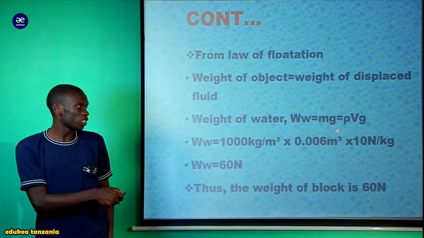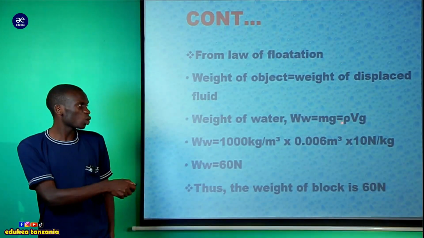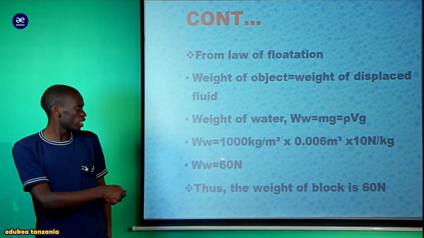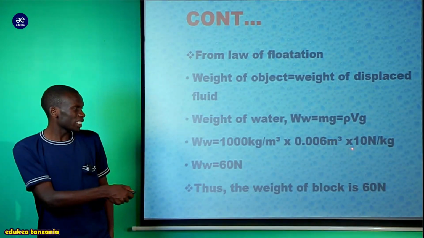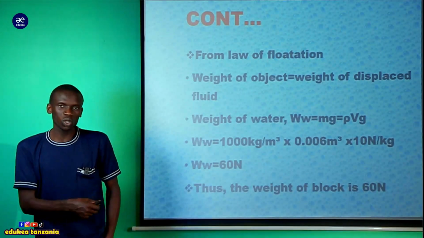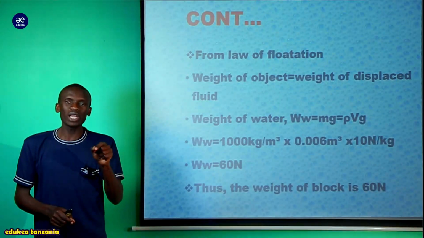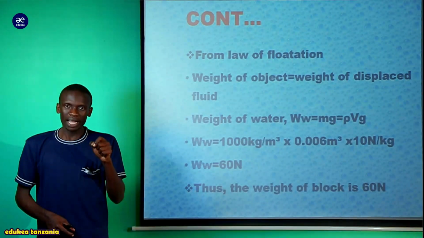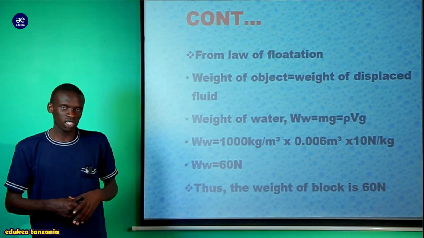is equal to mg. But we have not been given mass, we have been given volume. Mass is equal to density times volume. Here, substitute. After then, enter the data. Density is 1000 kilogram per meter cubic. Volume is equal to 0.06 meter cubic times 10 Newton per kilogram. You will get weight of water is equal to 60 Newton. Since the weight of water displaced is equal to the weight of the object, hence the weight of the block will be equal to 60 Newton.